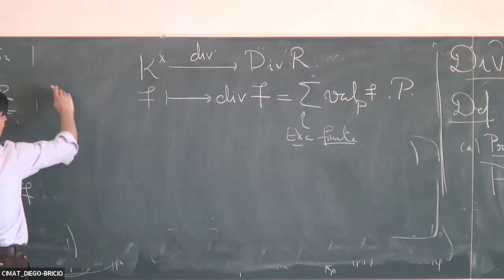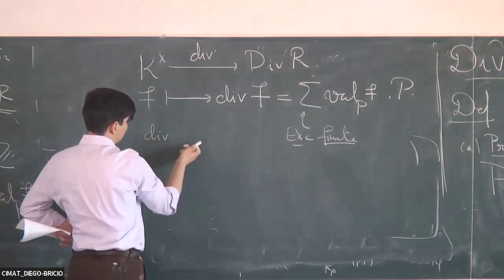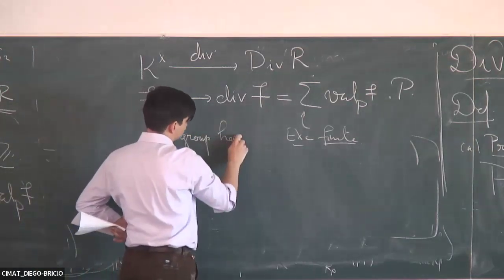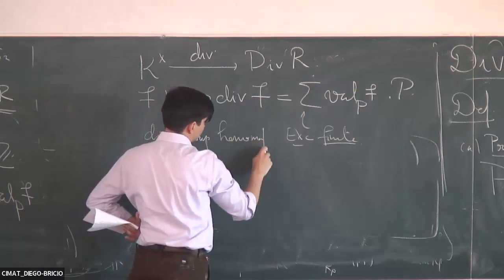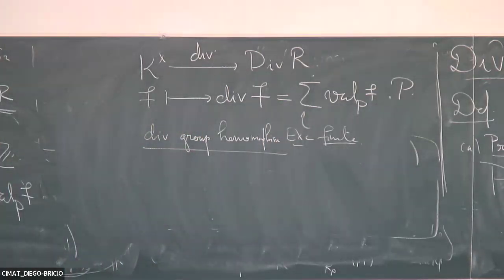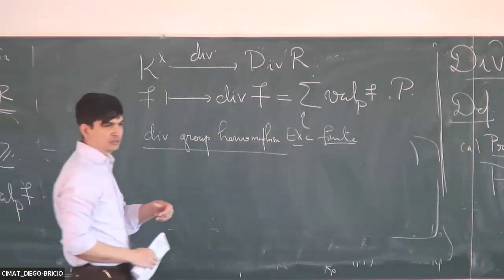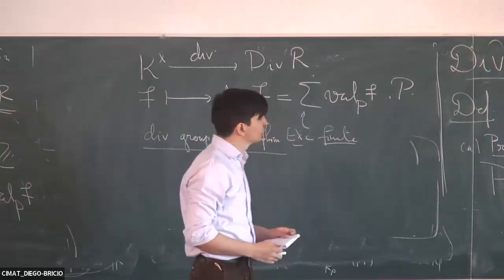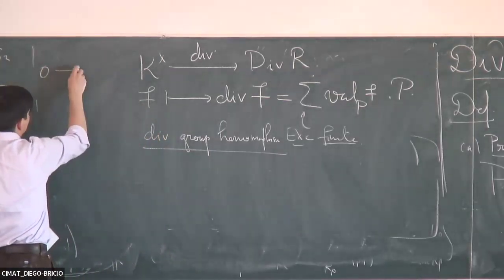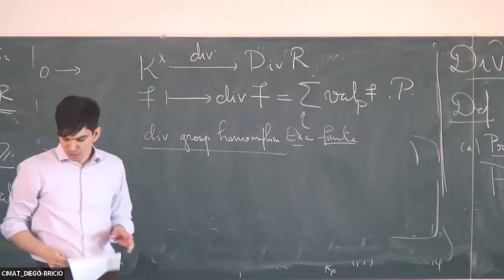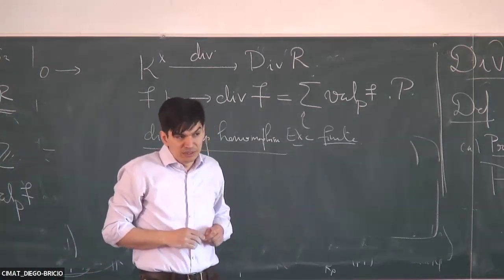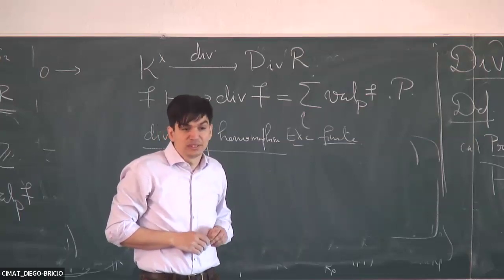And the other thing that I'm going to leave as an exercise is that div is a group homomorphism of abelian groups. Well, this follows from the properties of evaluation. You know, the evaluation of the product of functions is the sum of the evaluations, and so on. What do you think is the kernel? What is a meromorphic function that has no zeros, no poles? It has to be a unit of R.